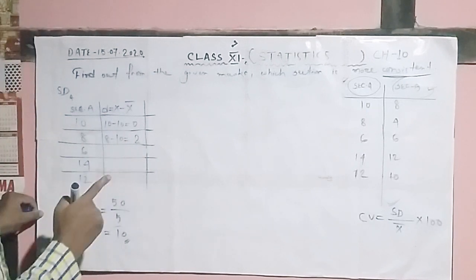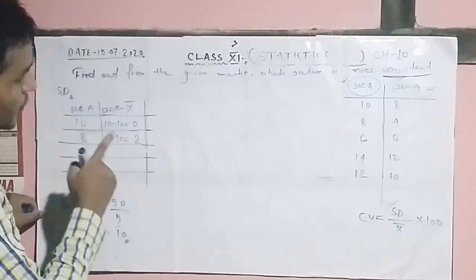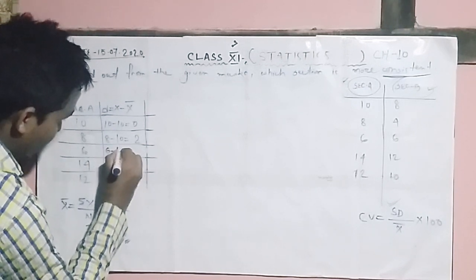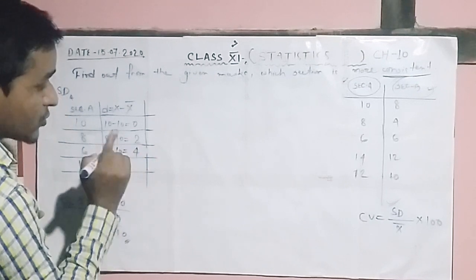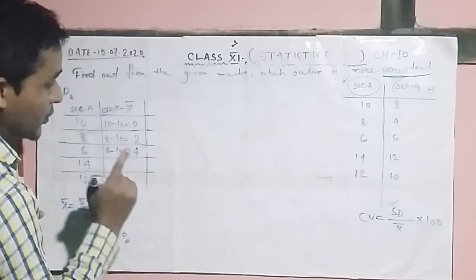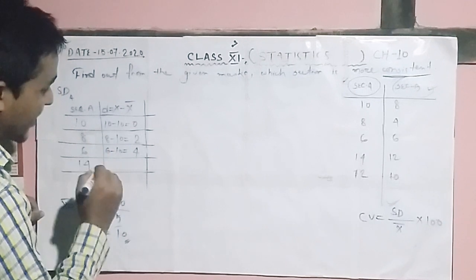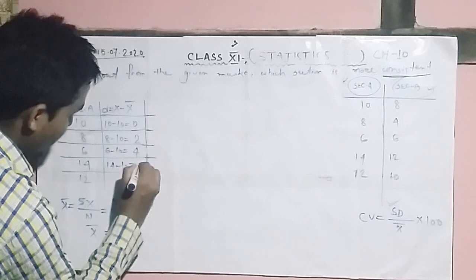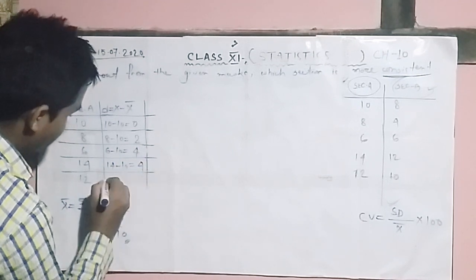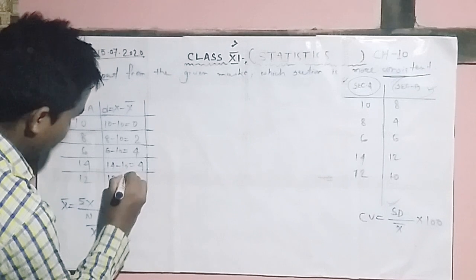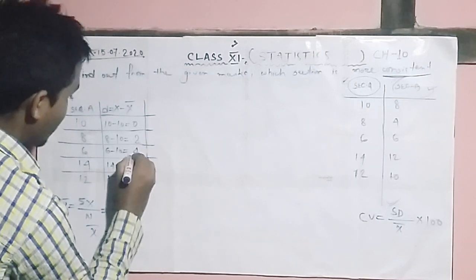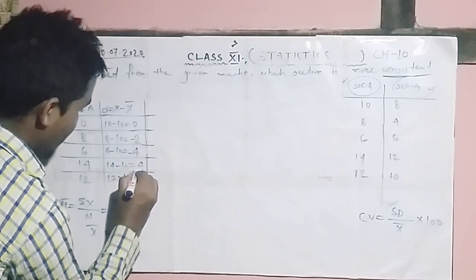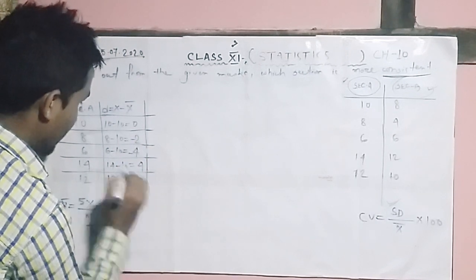But we can't write minus 2 here because in standard deviation we have to omit the plus minus sign. Then next, 6 minus 10 will be minus 4. But again, in standard deviation we have to omit that plus minus sign. Here 14 minus 10 equal to 4. Then 12 minus 10 equal to 2. So here it will be minus 2, minus 4, and then plus 4, plus 2.